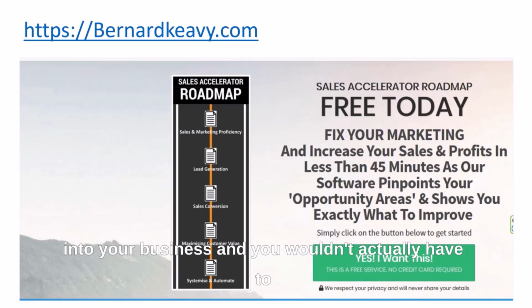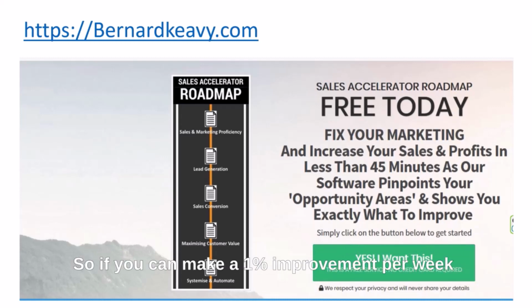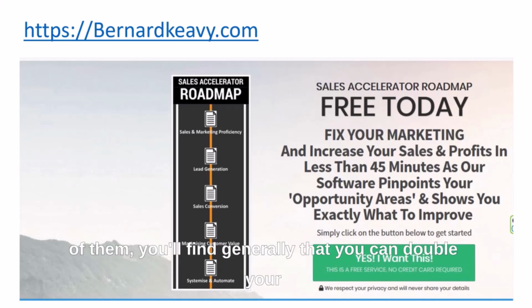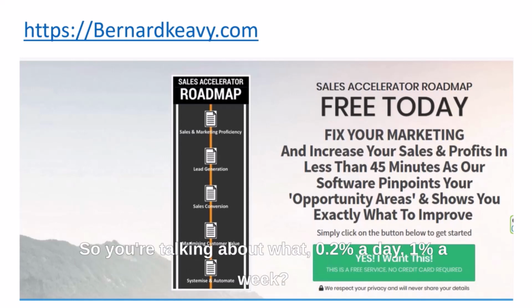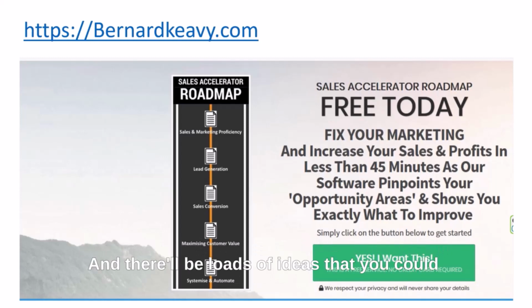And you wouldn't actually have to do that much. So if you can make a 1% improvement per week in a few key areas, just 1% overall in one of them, you'll find generally that you can double your bottom line profit in something like 6 months. So you're talking about what, 0.2% a day, 1% a week. And there'll be loads of ideas that you could implement, and you only need to do one at a time to actually achieve those sort of numbers.